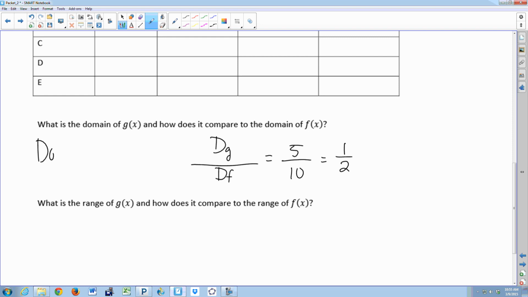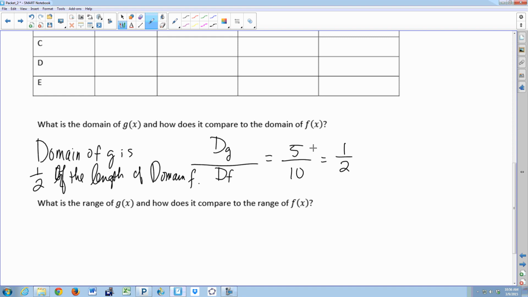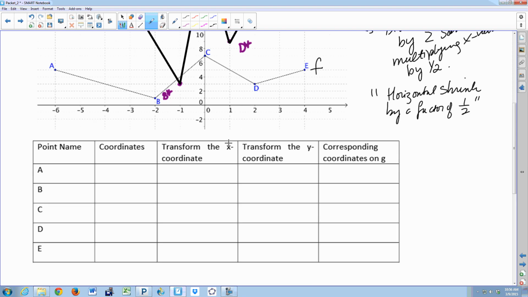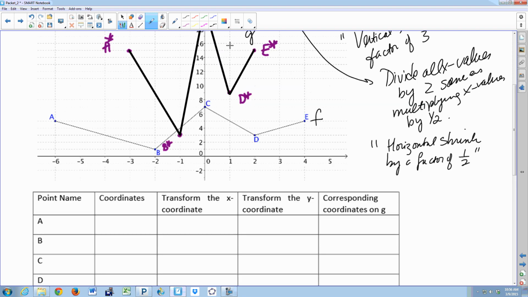The domain of G is half the length. You could say half the length or half the size. Half the length would probably be better. Half the length of the domain of F, because you shrunk all your x values. So that should be reflected when you look at the length of your domain. You can see this domain only stretches from -3 to 2, which is half the distance from -6 to 4.